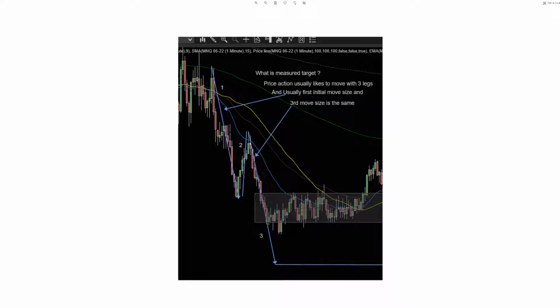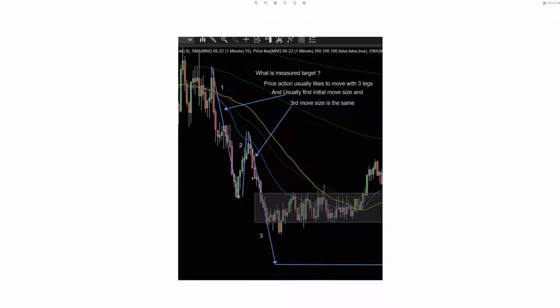So if you entered here after breaking this 25 moving average, let's say, then your profit target can be the end of this arrow here, which is the same size as this move here, right? You draw this line and then you copy this line and you paste it where the other down move starts, right? Or you can do this for the up move, the opposite. So this is called the measured move.